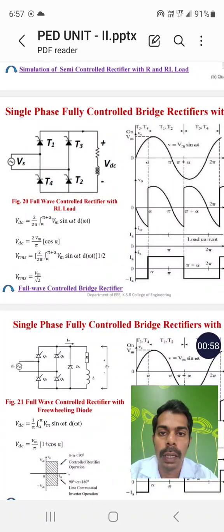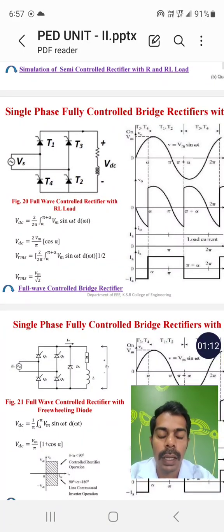In this circuit, four thyristors are connected with the single phase supply and connected with the load R and L. The output in this diagram, plus minus, is VDC, that is the DC output voltage. Here, when we give a single phase AC supply to the circuit, it passes through T1 and T2 through the load to the negative supply, when we are giving positive and negative.